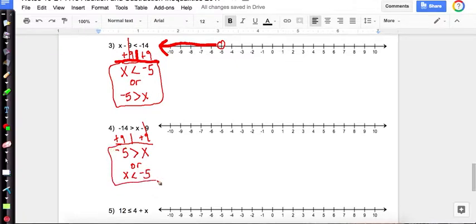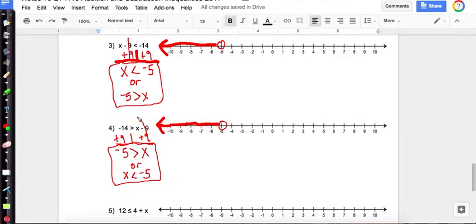Now, when the variable's on the left, we can just read it and shade that way. So x is less than -5, so open or closed? Open. And where are numbers less than negative 5? Good, to the left.